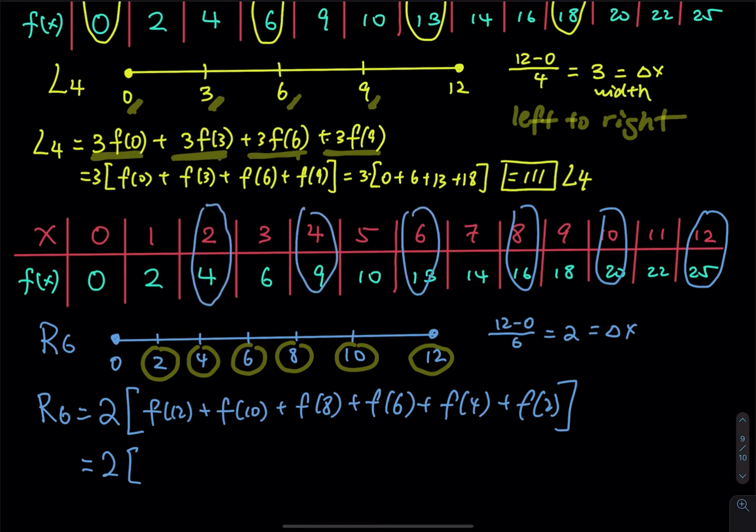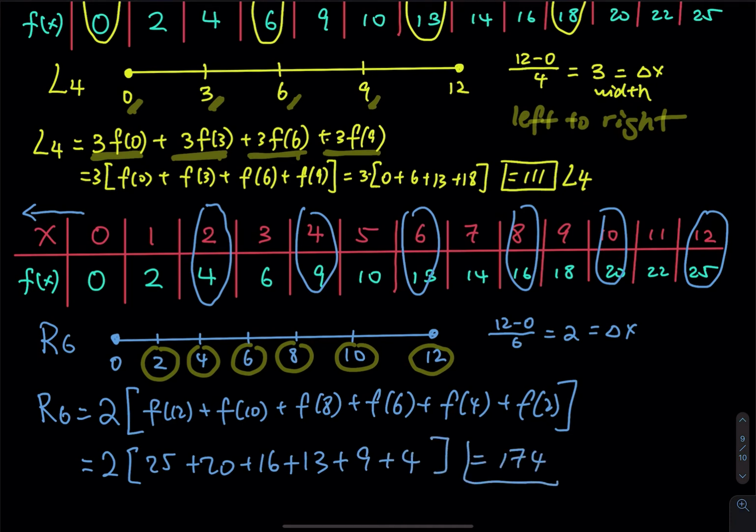You don't pick a 0 because if you go 2 units to the right, you are out of the domain. So 12, that is 25, 20, 16, 13, 9, and 4. So this one, the area is equal to 174. Is this an underestimate or an overestimate? Without a picture, I won't make that decision.